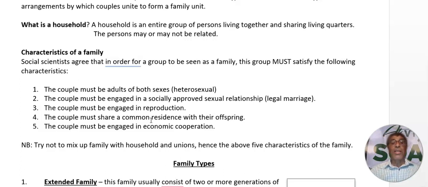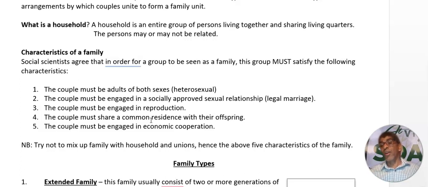All right. The second one is that they must be engaged in socially approved sexual relationships. In other words, within the context of marriage. Now, if we follow this criteria, does the homosexual relationship fit this category? Does the common law relationship fit this category? Does the visiting type relationship fit this category? It's debatable.